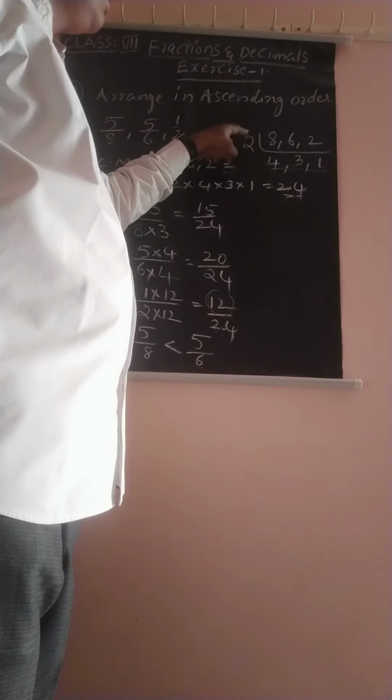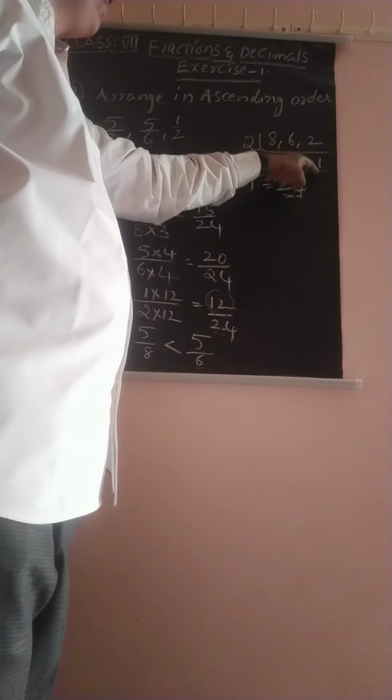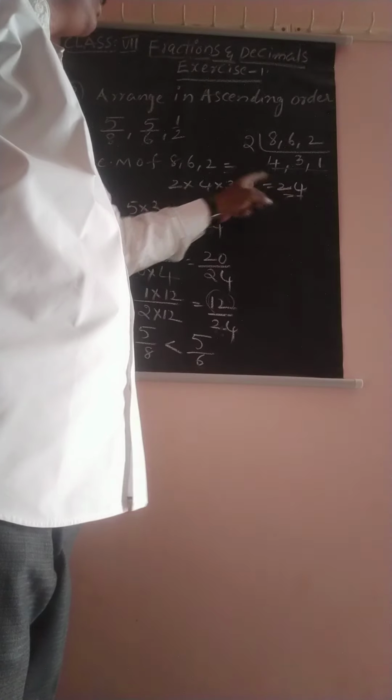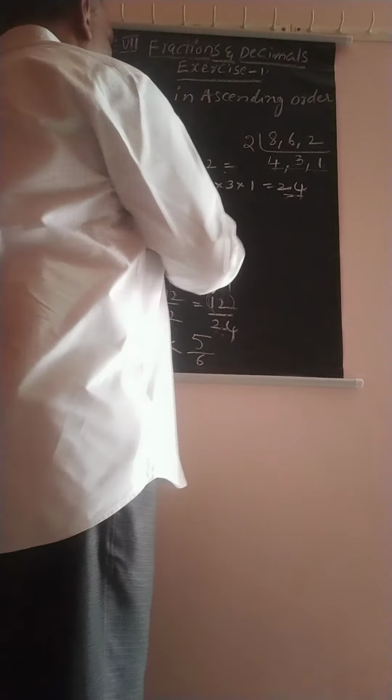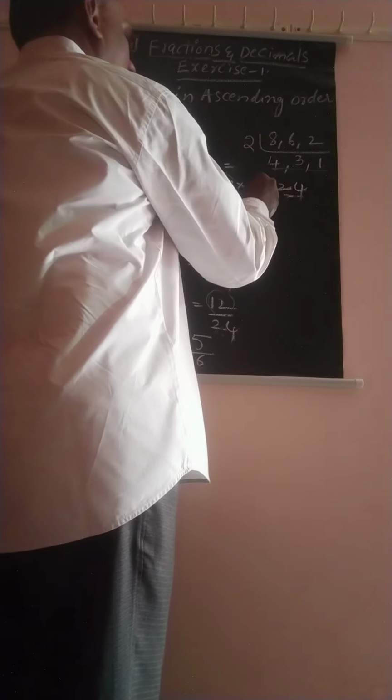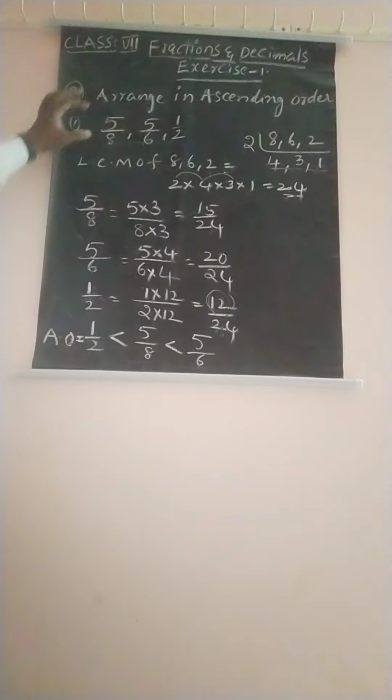That means what? You should multiply 2 into 4 into 3 into 1. That means 24. 2 4s are 8, 8 3s are 24. So the LCM is 24. Now 5 by 8.